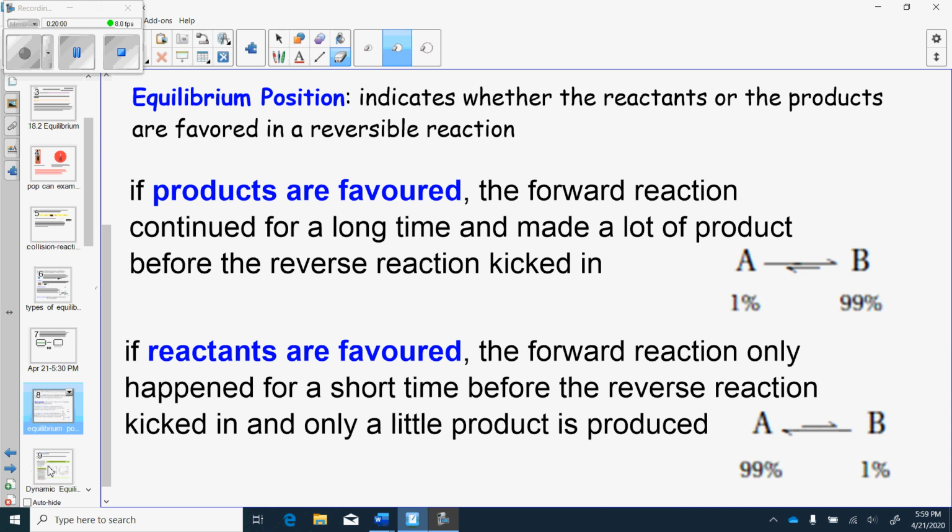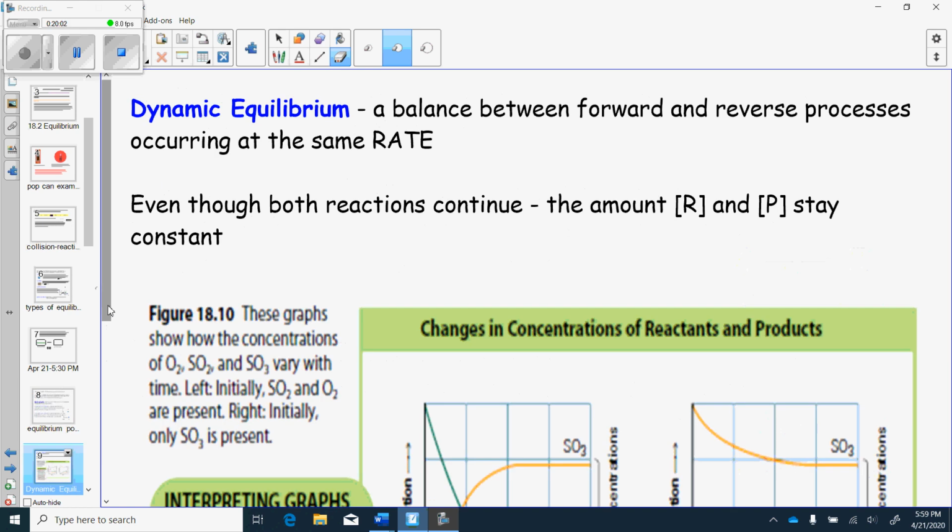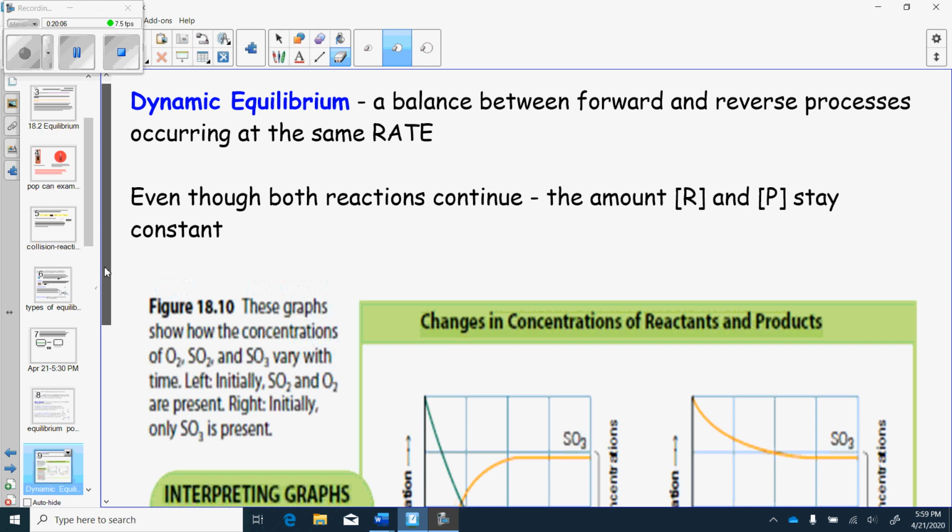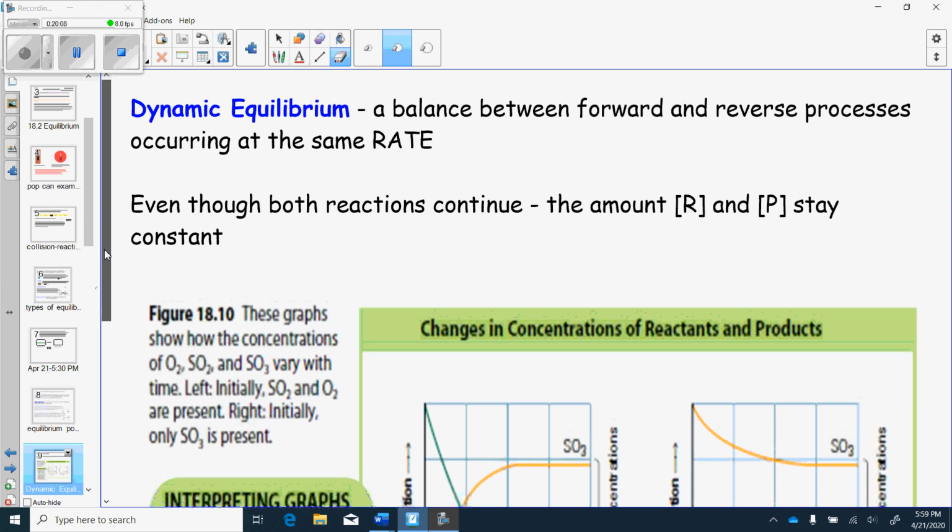The first method is, oh, I forgot to talk about that. Can we kind of sneak back a minute? This is a neat slide, so I do want to share it. We'll get back to percent yield and KEQ. So here's our dynamic equilibrium, a balance between forward and reverse processes. It's all about the rate. They're moving at the same rate.